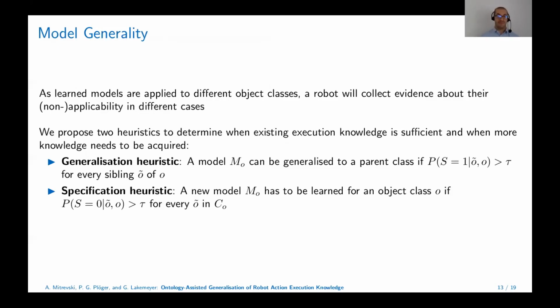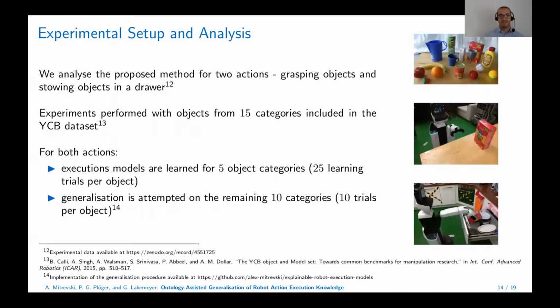If, on the other hand, the failure probability is larger than a given threshold for all classes in the object cluster, none of the existing models are applicable for the object of interest, and a new execution model needs to be acquired. We refer to this as a specification heuristic.